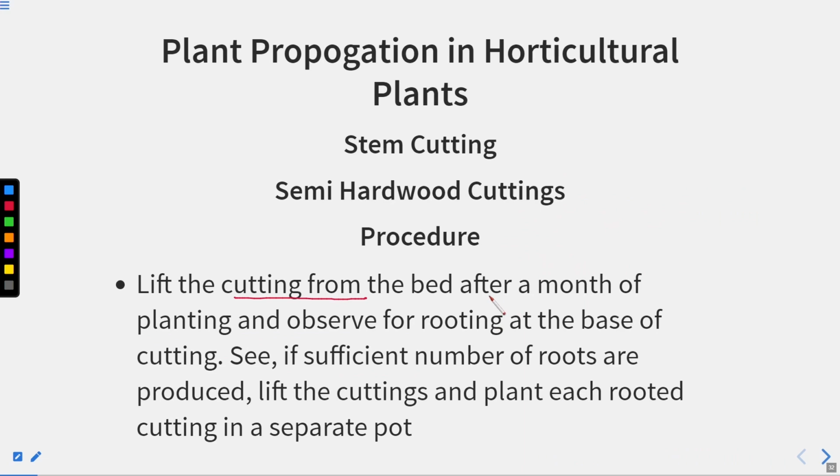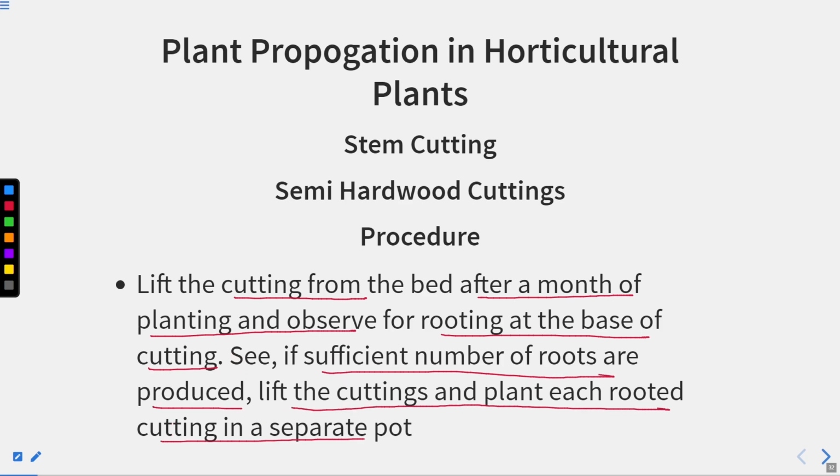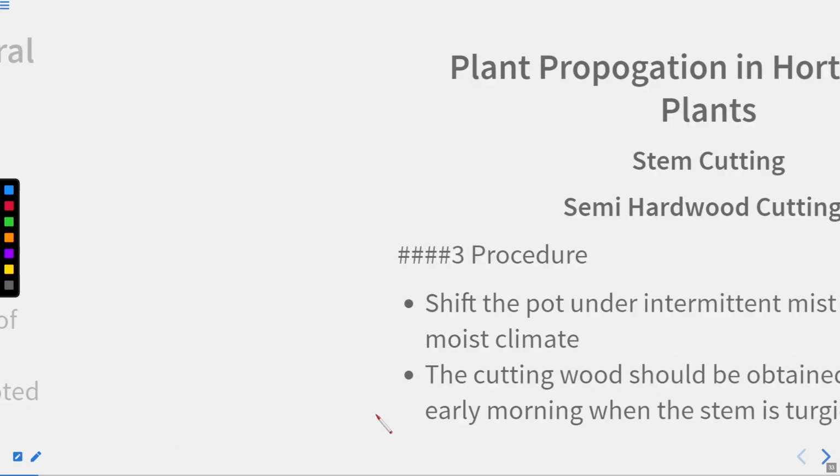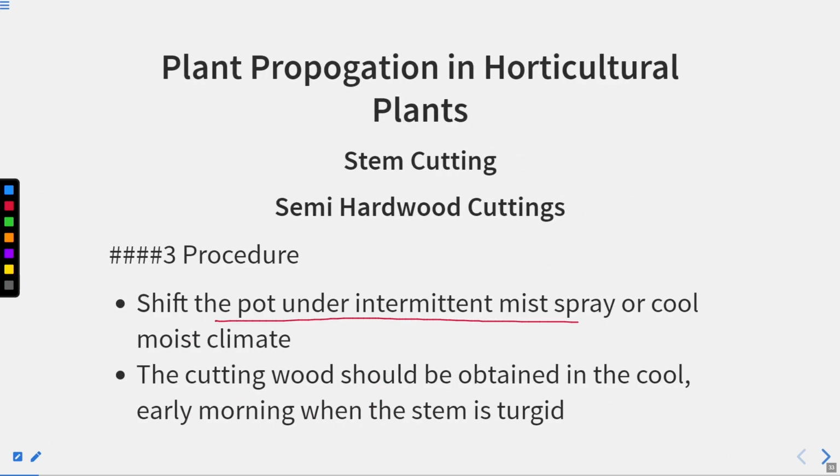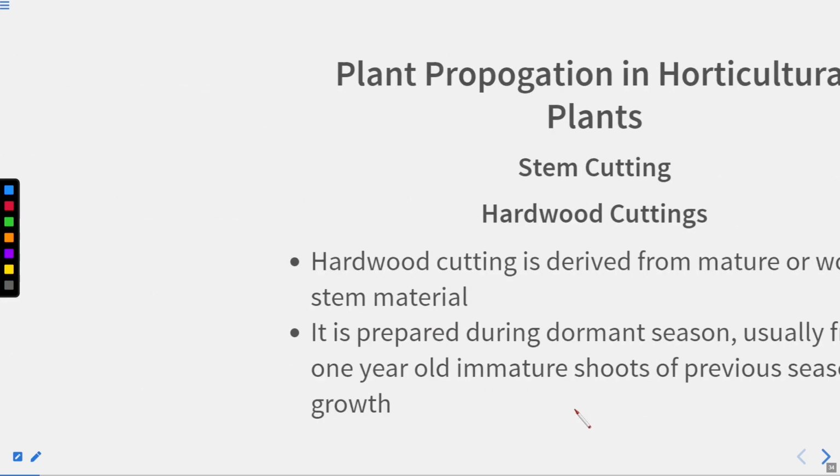Lift the cutting from the bed after a month of planting and observe for rooting at the base of the cutting. So once the root has emerged from this cutting, right, you must observe that, and if a sufficient number of roots are produced, lift the cutting and plant each rooted cutting in a separate pot. Shift the pot under intermittent mist spray or cool moist climate. The cutting wood should be obtained in the cool early morning when the stem is turgid.